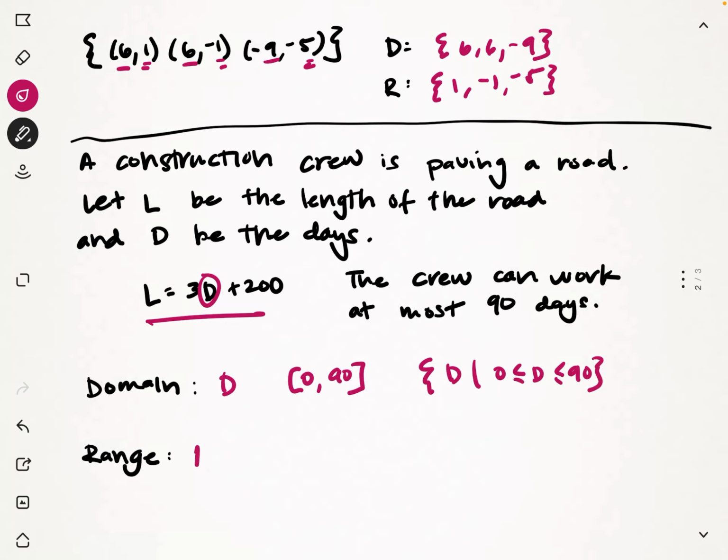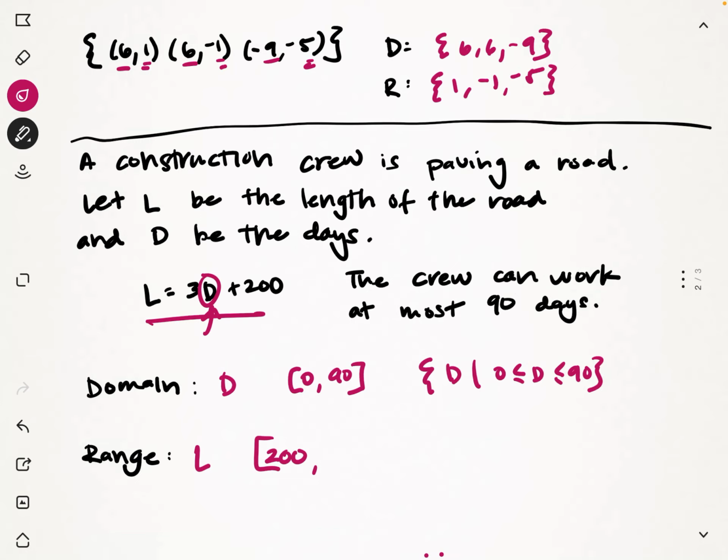Our range would be the other variable, in this case the L, right? We said that a lot of times when we have our equations, it looks like y equals something, right? So this would be our y. That would be our representative y, the L. Okay, and then the length of the road. So if they didn't do any work, right? If D was 0, then 3 times 0 is 0 plus 200. So the bottom, the least they could do is 200.